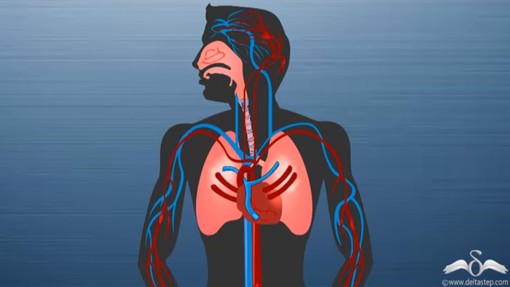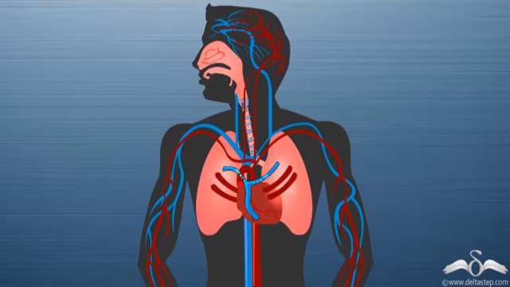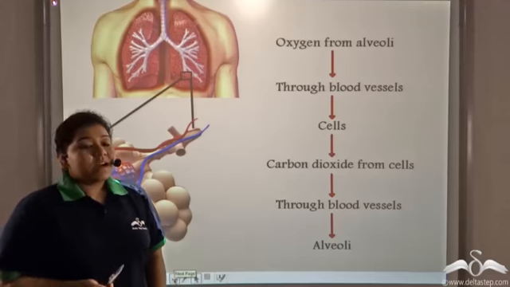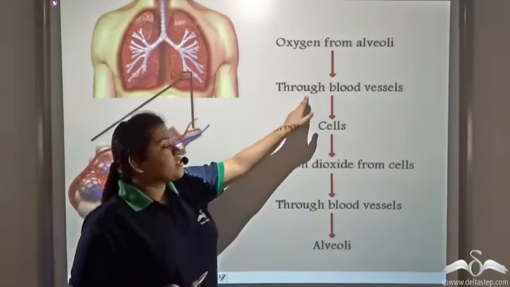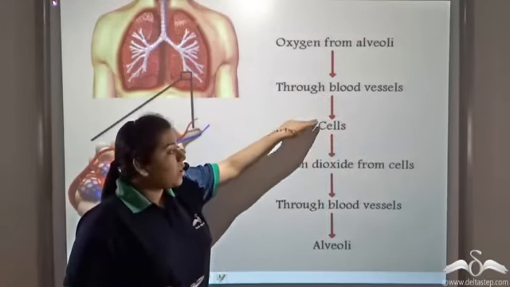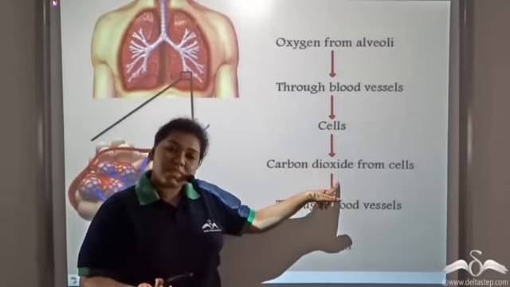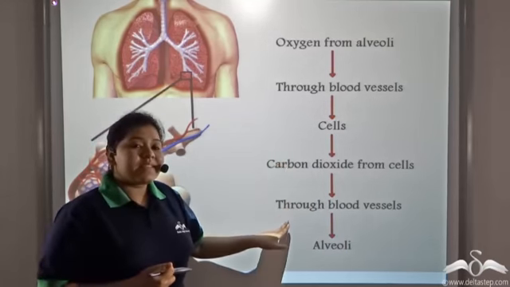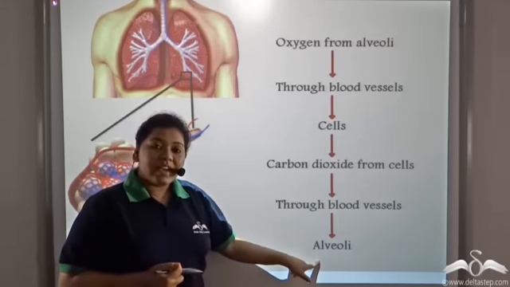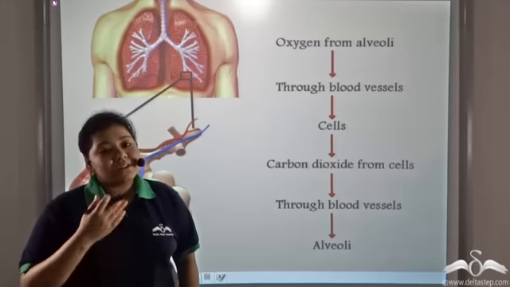Blood is the transporter of our body. It transports gases from and to the lungs. Now the oxygen from the alveoli through the blood vessels reaches the body cells, and now through cellular respiration, carbon dioxide is generated in these body cells, and now the carbon dioxide again through the blood vessels reaches the alveoli, and from the alveoli it gets eliminated from our body through our nose.